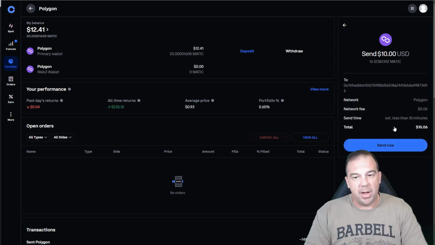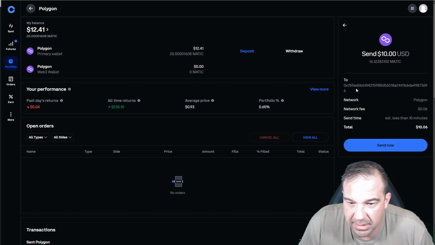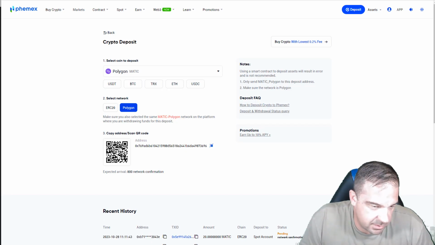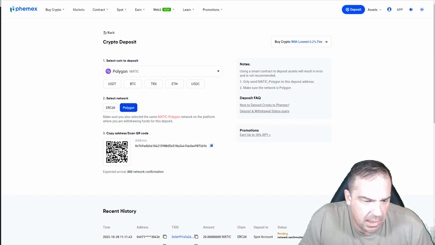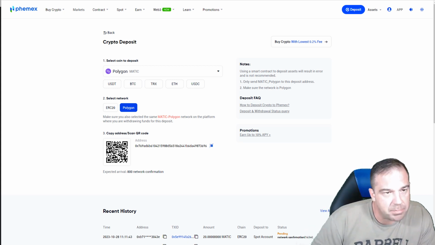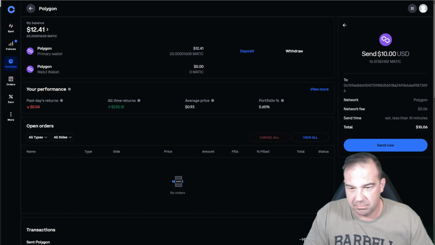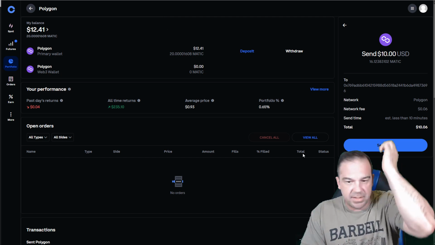Now we actually have a Polygon thing, and I'm always super cautious. I'm going to look at it again. I'm going to double check that address. I suggest you look at as many digits as possible. Don't take 30 minutes to do it by any means, but definitely look at 10 or 15 digits.